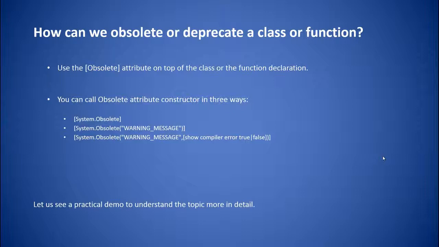The third way is to specify the Obsolete keyword along with an explicit warning message and a true or false boolean value. If the boolean value is set to false, developers would see the explicit message as a warning. If the boolean value is set to true, the explicit message would not be a mere warning anymore, but would be shown as an error message during compilation. If a program uses a type or member that is decorated with the Obsolete attribute, the compiler issues a warning or an error depending upon how the attribute is configured. Let us see a practical demo to understand the topic in more detail.